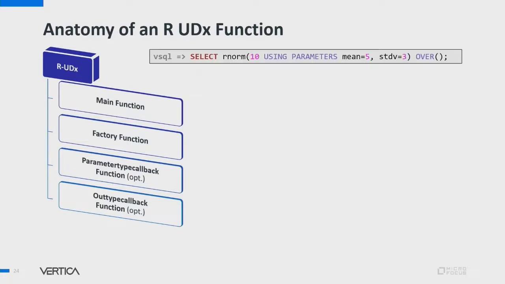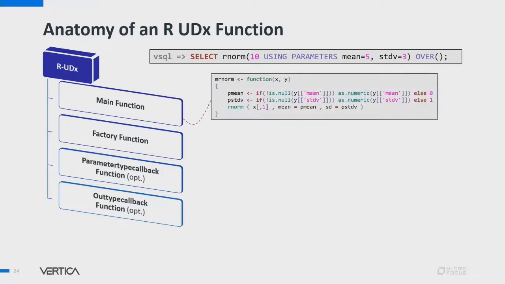So imagine that we have a function, norm, that is taking only one argument and two parameters, mean and standard deviation. What do you have to implement to write a UDX in R? First of all, you have to build your main function that contains the code. As you can see, you can refer to data in the first data frame called X here, and in Y you have access to the data frame containing information about the parameters being passed. So the whole algorithm is coded in the main function.